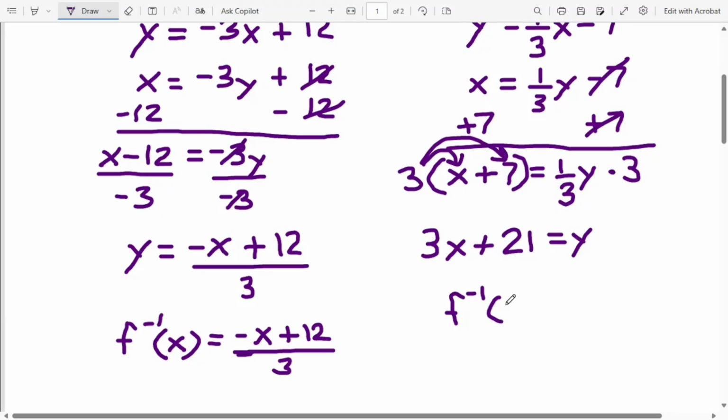Lastly, I can write y as the inverse function of f of x. And I'm going to move it to this side, so I'm going to say the inverse function of f of x equals 3x plus 21. And we're done with that one. Let's take a look at a couple more examples.